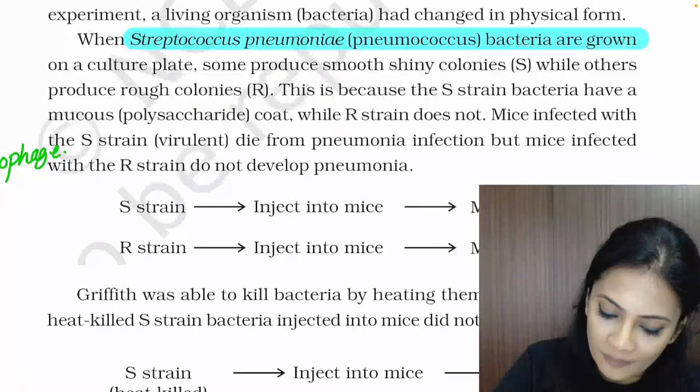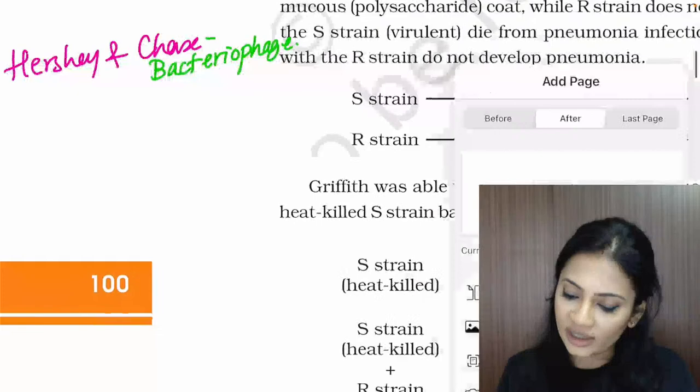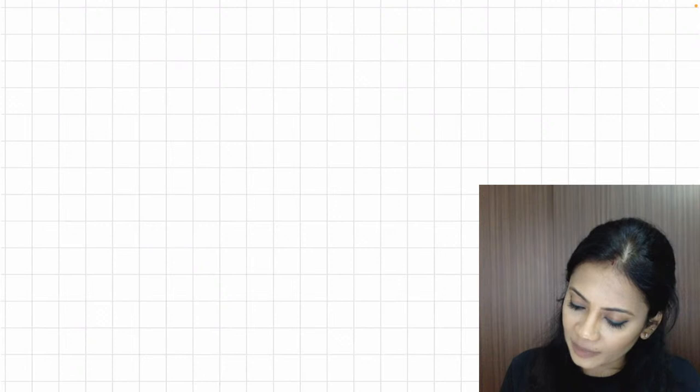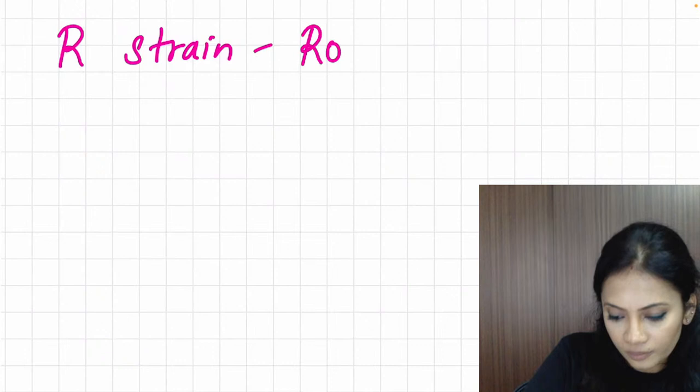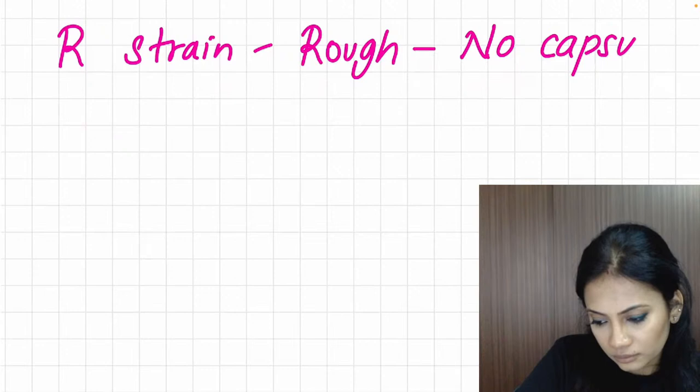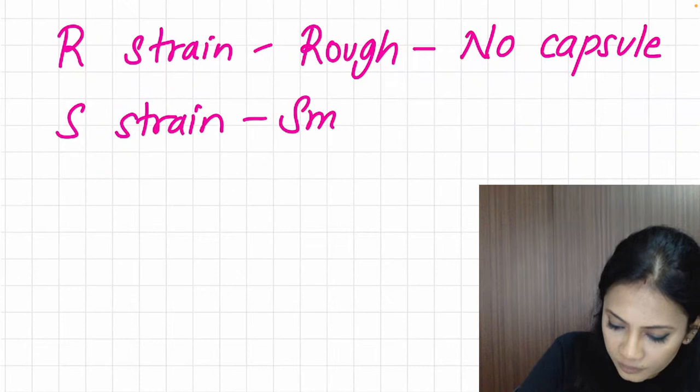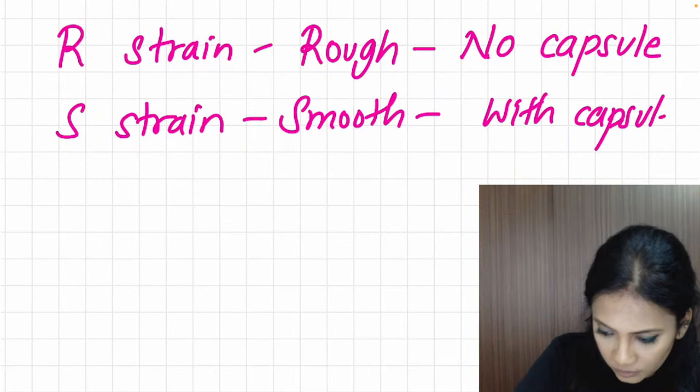Okay. Tell me what all did we see here? Quickly, let's revise this, kids. What all did we see here in the experiments? Who will tell me? First is R strain. R strain is rough. Okay. No capsule. Okay. S strain is smooth, with capsule. With capsule. Fine.